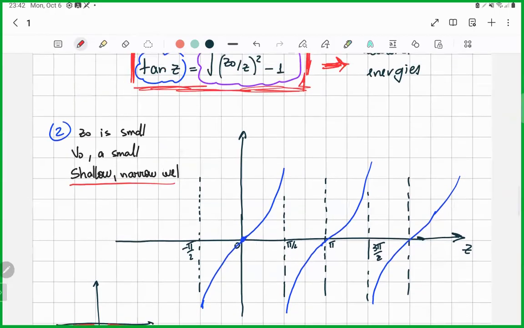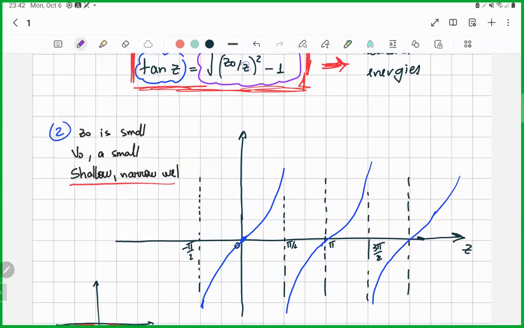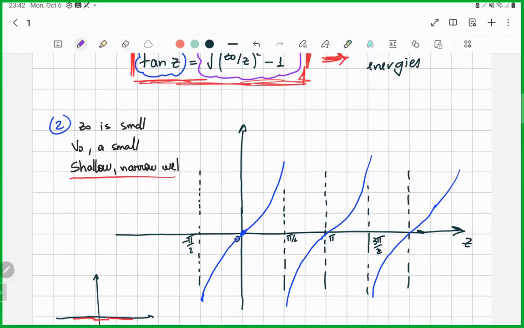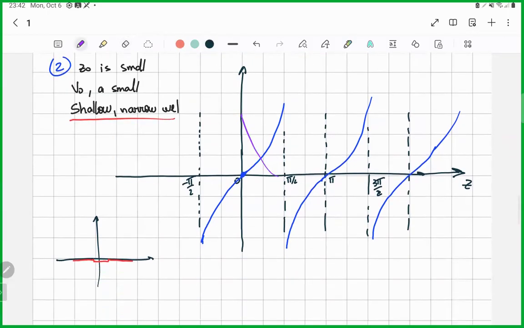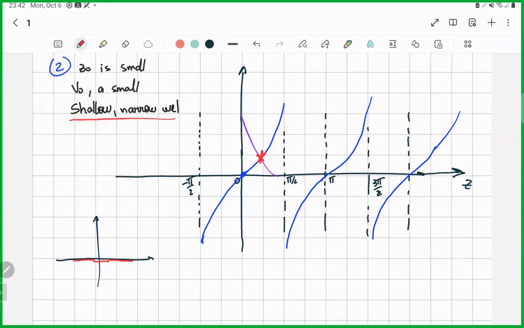And we can see this in our plot. Because if this Z naught is very small, any Z already decays really fast. So this function decays really fast. And in this case, there is only one single solution. So when we have this very shallow, very narrow well, we have a single bound state, and that's it.